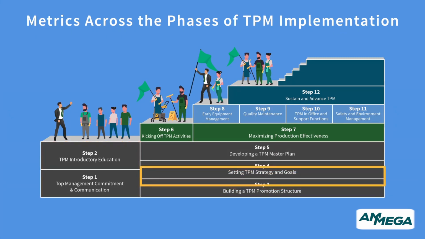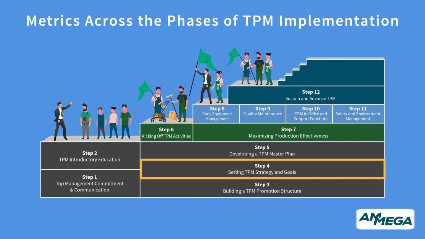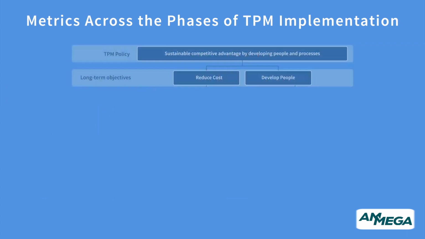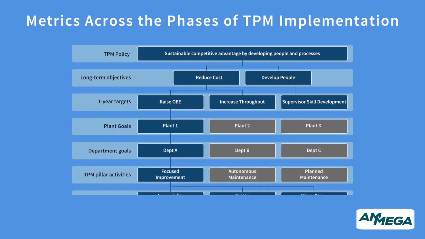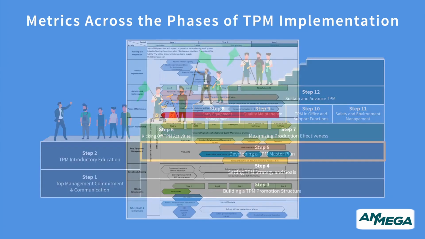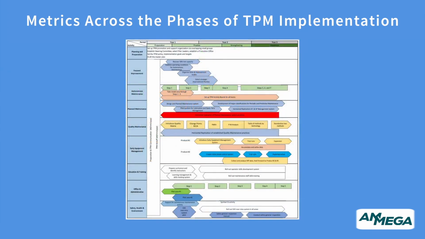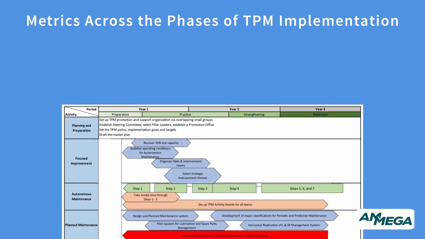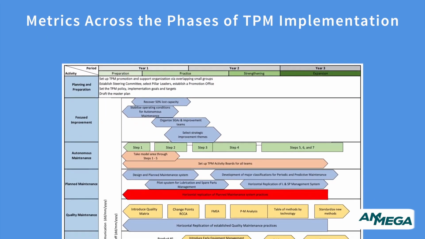Then, in step 4, we set TPM targets based on our business priorities. Once we understand how to measure the impact of TPM, we can then decide how we want our TPM program to contribute to our company's long-term vision. Then, these targets are broken down into shorter-term objectives. In step 5, we draft a TPM master plan based on an understanding of the business objectives and how the TPM metrics will help achieve them. It also requires aligning resources and setting priorities across the organization.